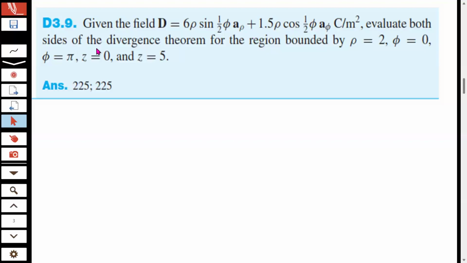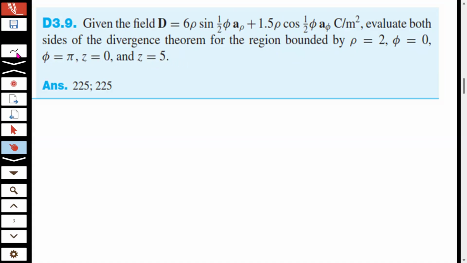Hello everyone. Let us now look at another divergence theorem numerical problem in cylindrical system of coordinates. So let us look at the question here. In this question, given vector D is 6 rho sin(phi/2) a_rho plus 1.5 rho cos(phi/2) a_phi coulomb per meter square. You are asked to evaluate both sides of the divergence theorem for the region bounded by 5 sides, which are rho equal to 2, phi 0, phi pi, z 0 and z 5.